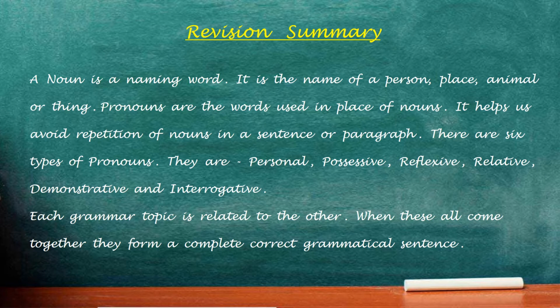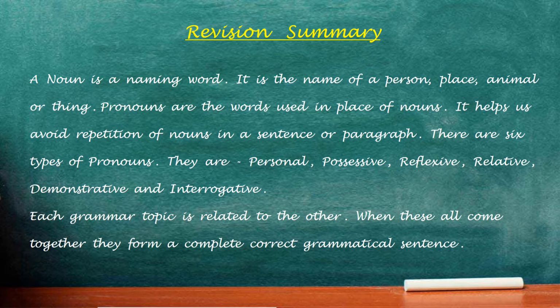So let us go through a quick revision summary. A noun is a naming word. It is the name of a person, place, animal, or thing. Pronouns are the words used in place of nouns. It helps us avoid repetition of nouns in a sentence or paragraph. There are 6 types of pronouns. They are personal, possessive, reflexive, relative, demonstrative, and interrogative.